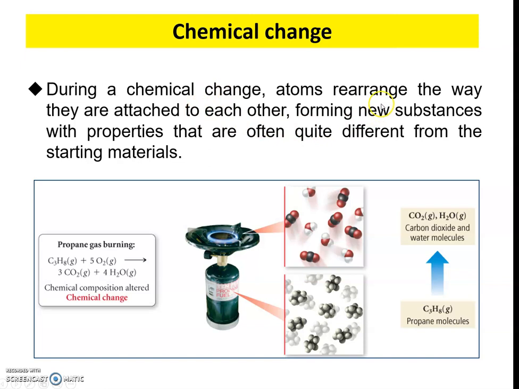During a chemical change, atoms rearrange the way they are attached to each other, forming new substances with properties that are often quite different from the starting materials. For example, propane gas burning, as shown in this figure. The material starts from propane, which reacts with oxygen. This reaction produces carbon dioxide and also water, meaning that the chemical composition is altered. This is what is known as chemical change. This is also a chemical reaction in which propane molecules change into carbon dioxide and water molecules.